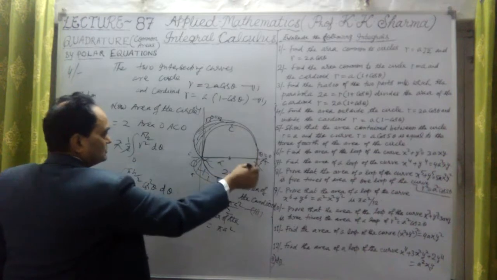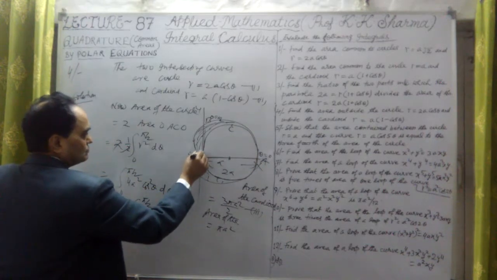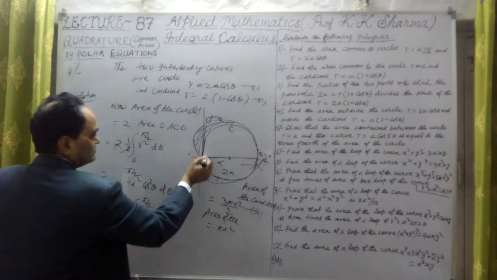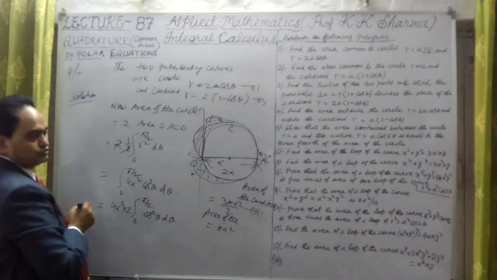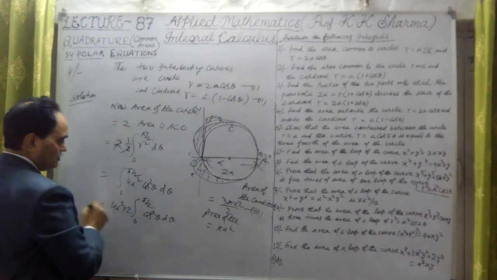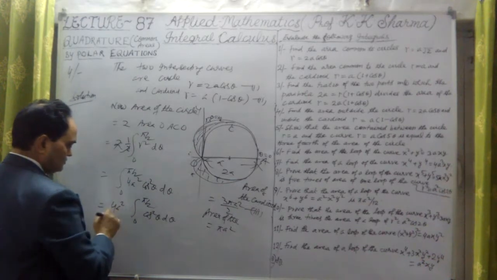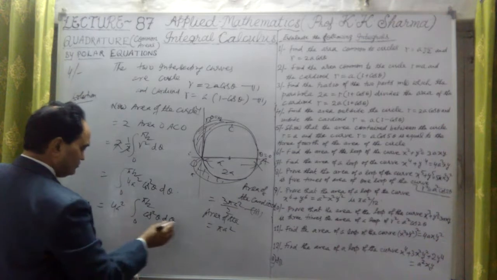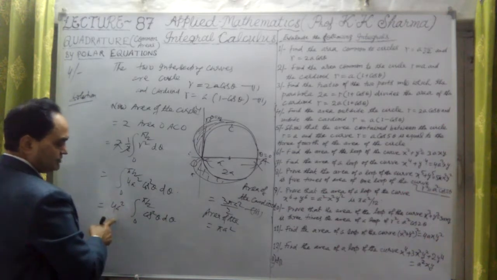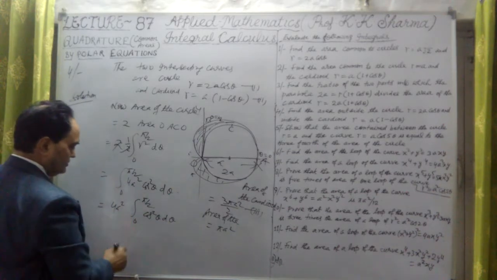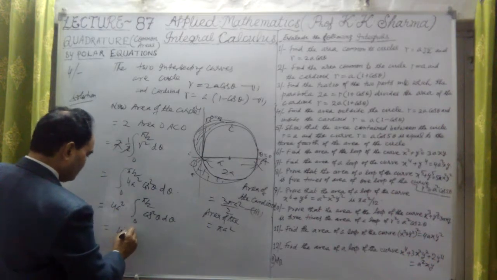Because at this point the angle is pi by 2. The tangent line is making angle pi by 2. Sorry, this is the pi by 2 angle here. No need of making twice of this. This is 4a square into cos square theta into d theta. 4a square we have taken outside, twice of this whole area. This is giving us 4a square.